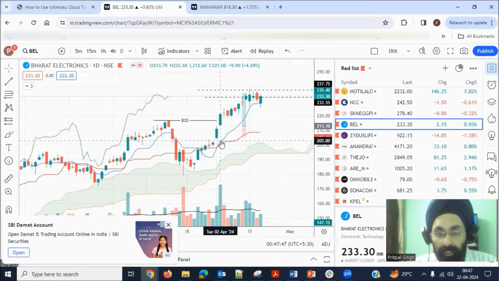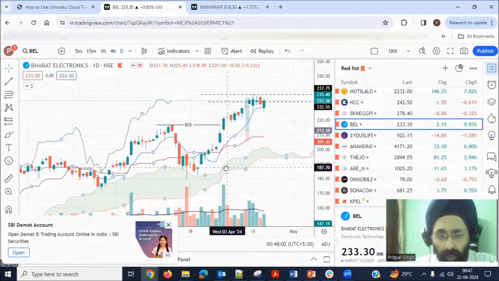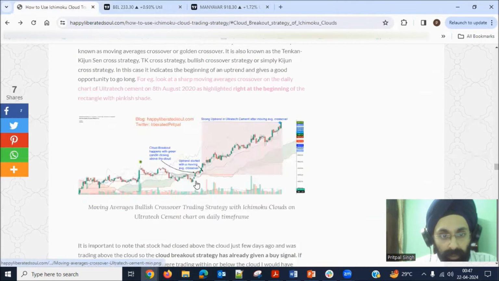And here, if you see carefully, both the Tenkan Sen and the Kijun Sen are facing high. They are going like this. The slope is very high. They are going up like this, both the lines, if you see. I have mentioned something along those lines in my blog as well.